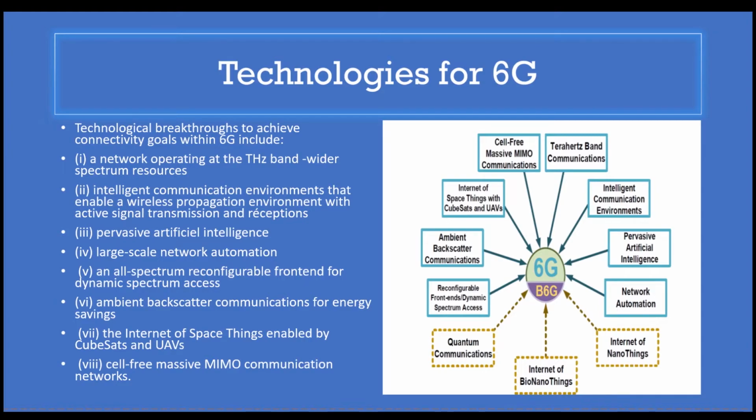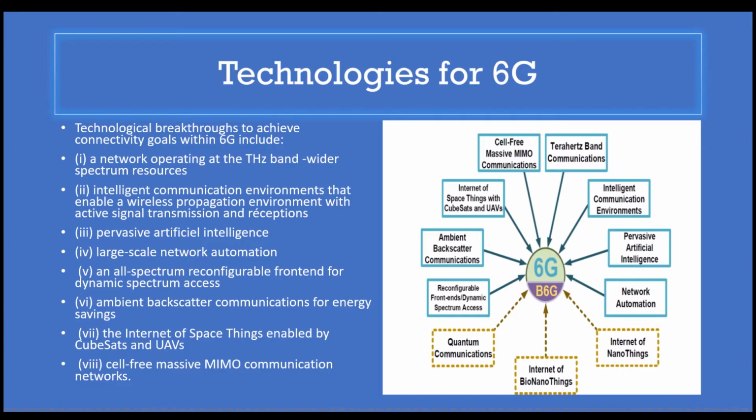There are 8 key technology elements which are going to be incorporated into the 6G network. These 8 key technologies are required to realize the target performance and the objectives of 6G networks. Number 1, a network operating on terahertz bandwidth with wider spectral bandwidth is one of the key elements. Number 2, the intelligent communication environment, where the wave propagation in the environment can be controlled in a required, constructive manner.